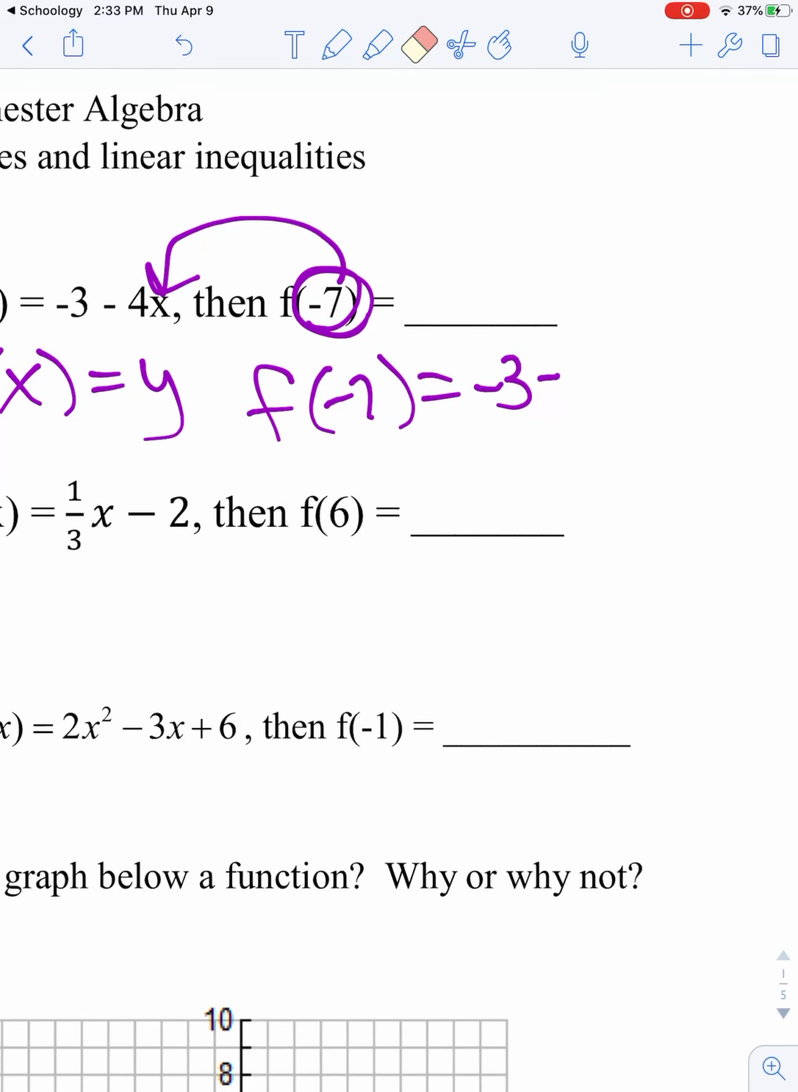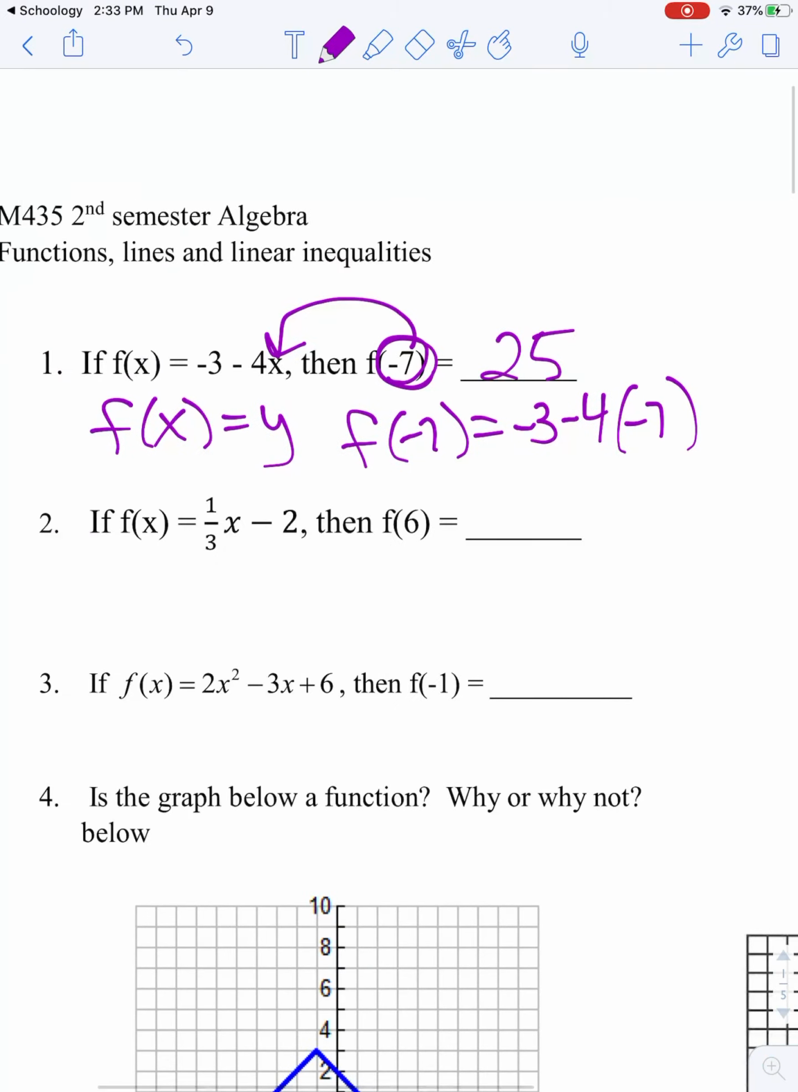Oops, not -4. And notice how I put it in parentheses. Also, it's a great time to use your stow button in your calculator. Those of you that know about the stow button. Okay, great time for that. You calculate that all out and you're going to get 25. So whatever here, plug it in for x.